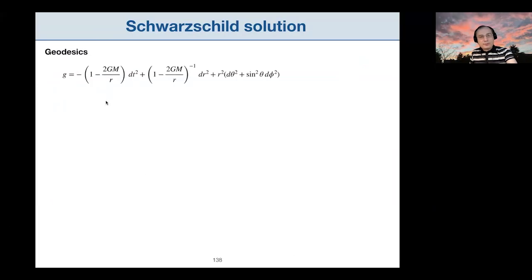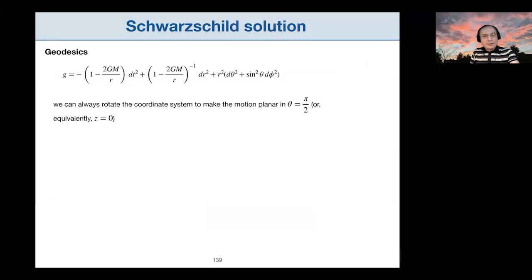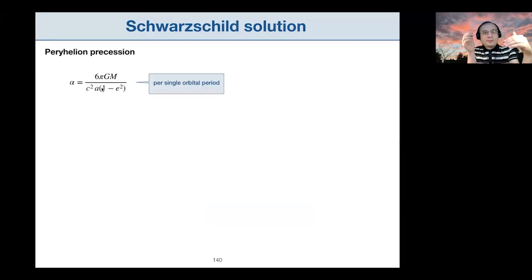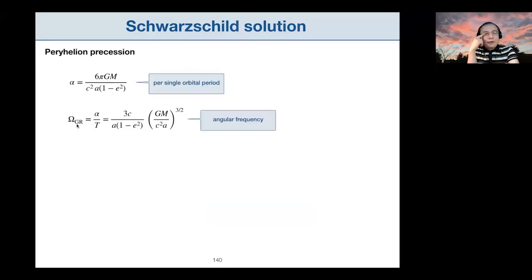Okay, you can. So those were the geodesics. So this is the formula we have derived. It's a formula for the perihelion precession per single orbital period. However, what people very often prefer to use is rather the precession angle per some fixed period, or in other words, the angular frequency of precession. So this angle in this case corresponds to a full orbital period, and alpha over T is the angular frequency of the precession or the rotation of the semi-major axis.